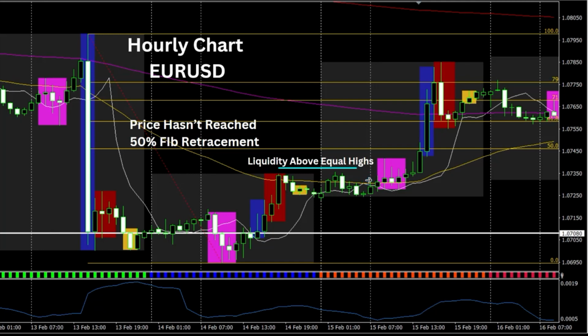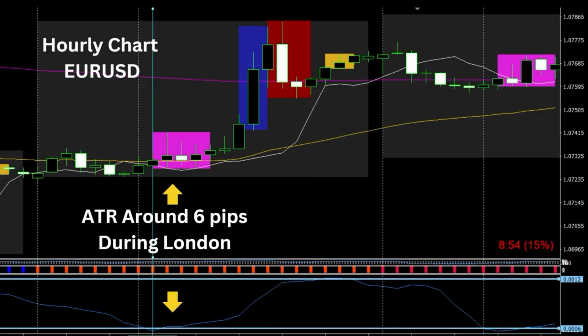So during the London session, we see a run on that liquidity. But if you were coming out of Asia, waiting for a London session trade, that's what you would be looking for. Here's that hourly chart close up, and we see the ATR is around 6 pips coming out of the Asian session. So we know that every hour for Euro USD at this point in time, price will move 6 pips. And if our London session starts at 1 o'clock, we're looking for a move inside of London between 1 and 4.